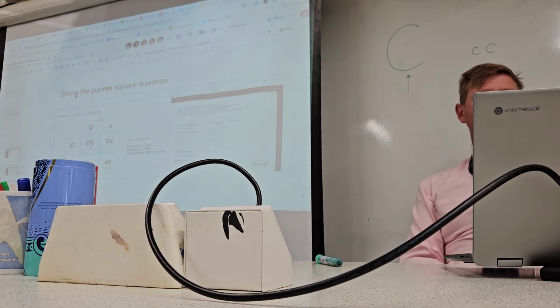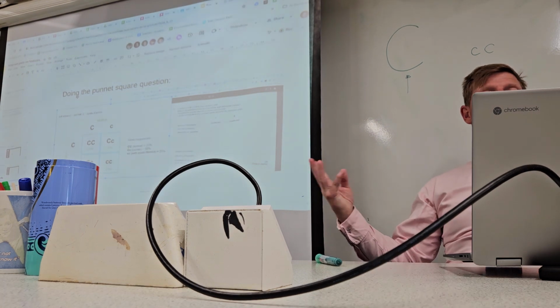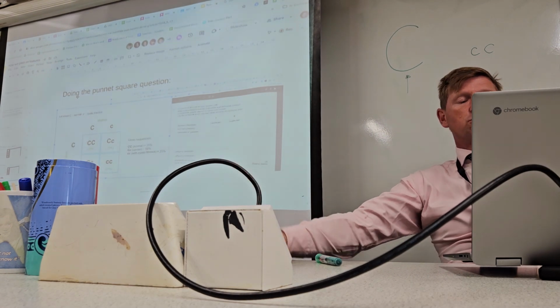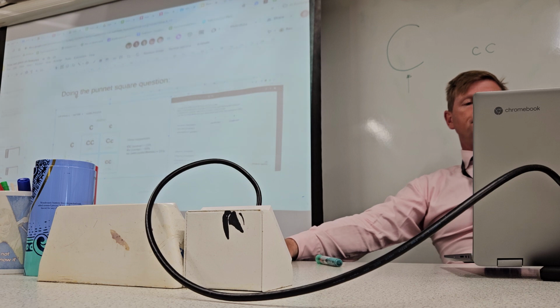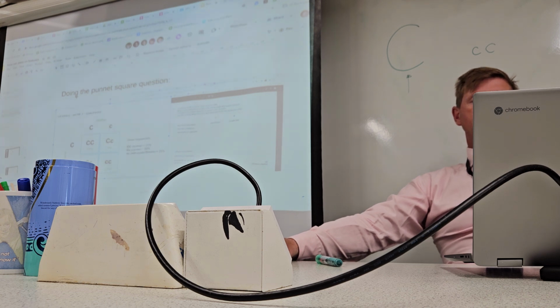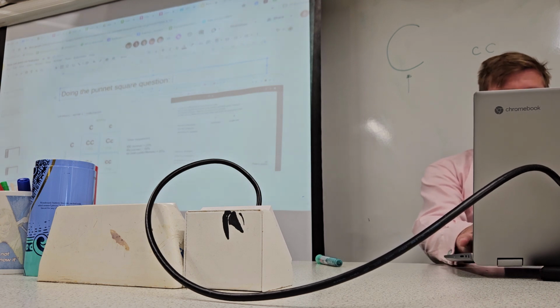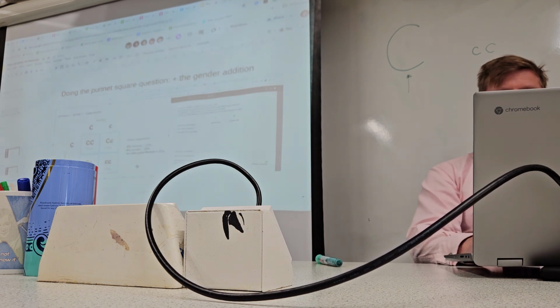There's our Punnett square. This is the probability, because remember it's a sperm and an egg. Both parents might donate a big C in their sperm or might donate a small c. We've got one big C. We've got two lots of big C, small c's. And then we've got one lot of small c. Okay? Plus the gender addition. So I'm just going to make this a bit smaller.